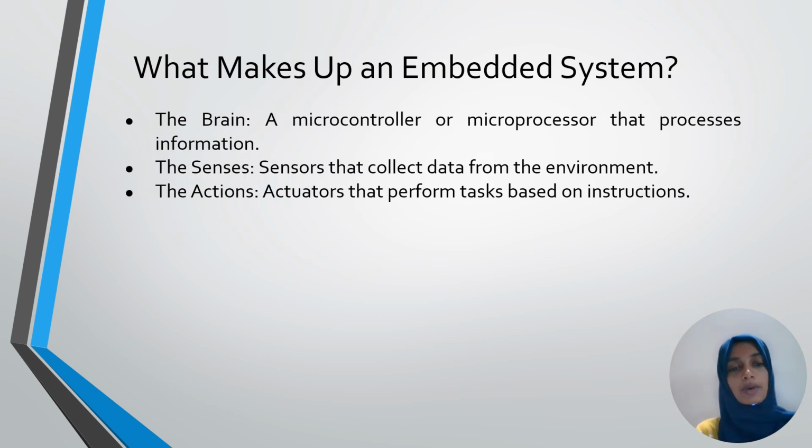Now let's look at what makes up an embedded system. That is components. What are the components used in an embedded system? That is the brain, sensors, actuators. These are the three components which come under an embedded system. A brain is a microcontroller or a microprocessor that processes the information. A sensor collects the data from the environment, and actuators perform the task based on the instructions. So these are the three main components which comprise an embedded system.